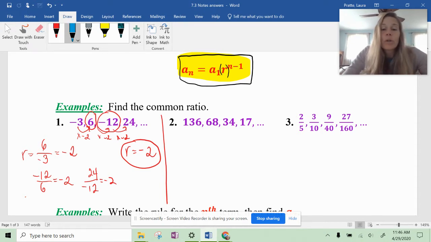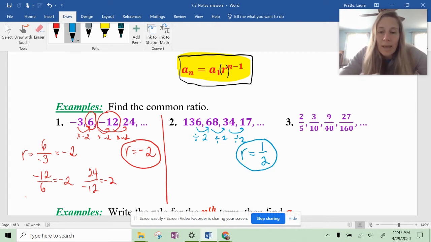Okay, so for number 2, you might notice the numbers are decreasing this time. So a lot of times people say, oh, well, it's going to be divided by, and I think this one is just 2, right? So divide by 2, divide by 2, divide by 2. Well, that's great and all, but your r is not 2. The reason is because it's what's being multiplied by each time. So if we're dividing by 2, what are we really multiplying by? Well, you're really multiplying by 1/2. So your r value is actually going to be 1/2 for this one.